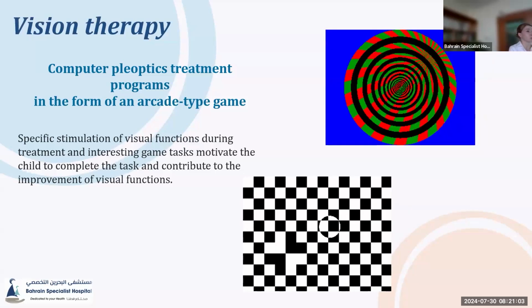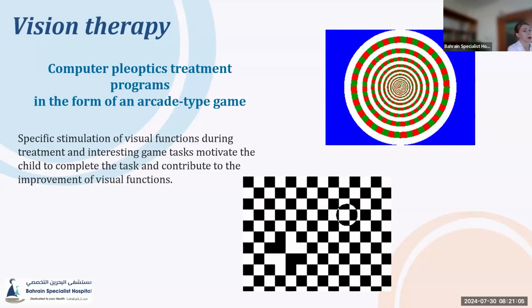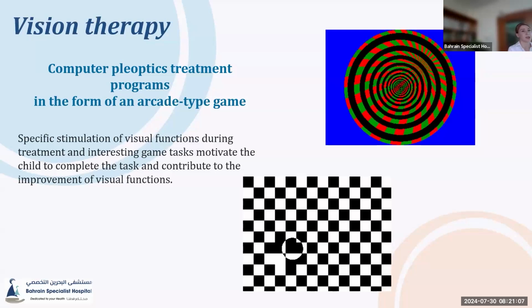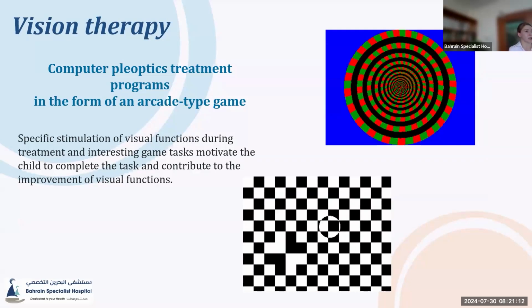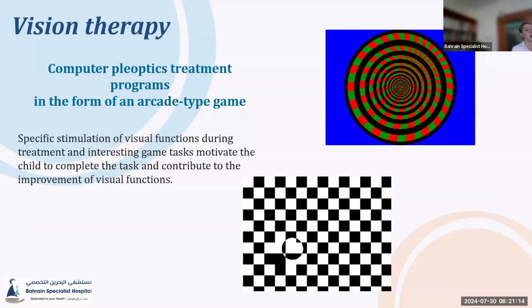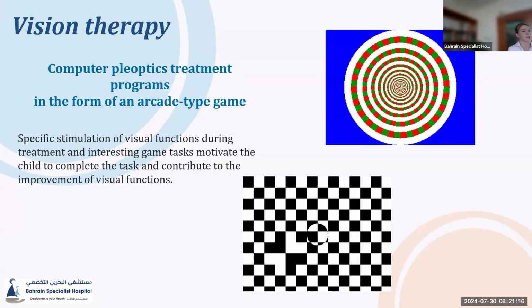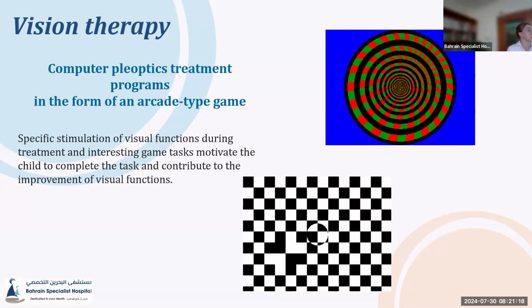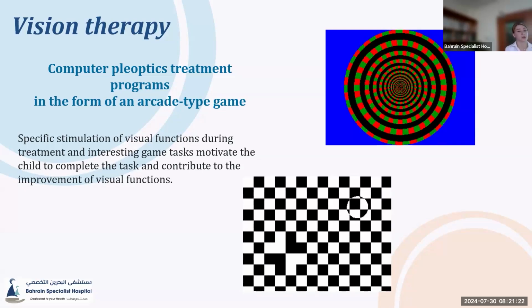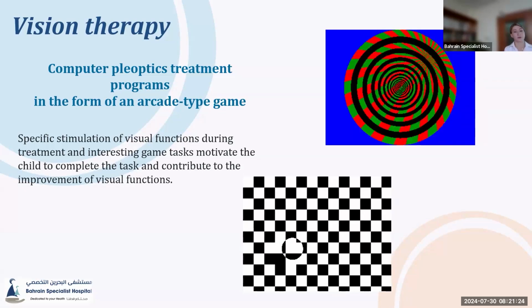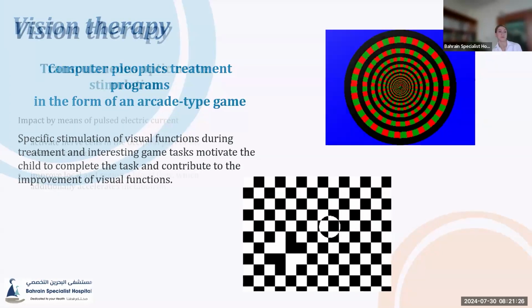We also have computer optic treatments. They usually are in the form of arcade-type games, so it's quite interesting for a child because he can do something during the treatment. This is a specific stimulation of visual functions with interesting game tasks, and they motivate the child to complete the task, contributing to the improvement of visual functions itself.